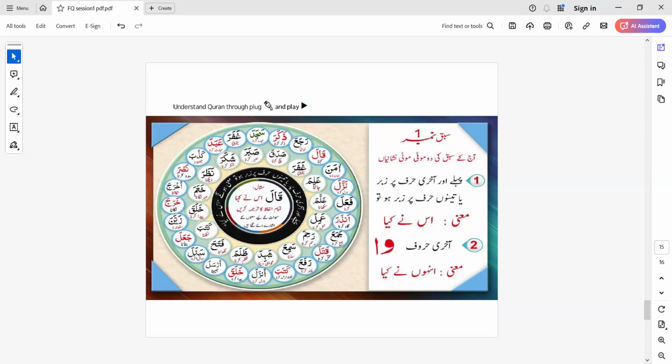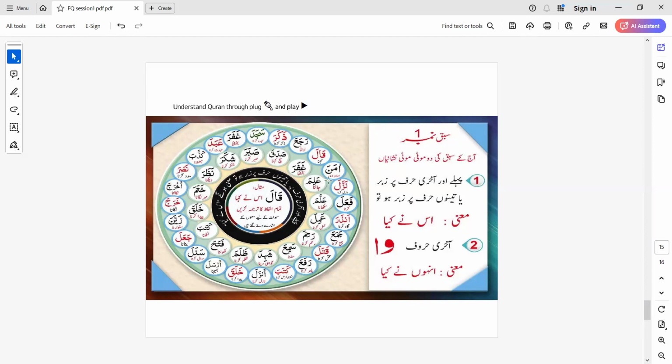Sa'ala, he questioned. Arsala, he sent. Just a few new ones. Zayyana, he made beautiful, like he decorated. Akhraja. Kharaja, he came out, and akhraja, he brought out. Nasara, he helped.